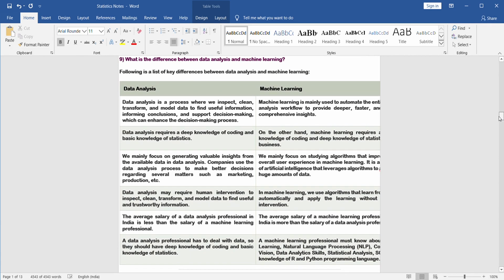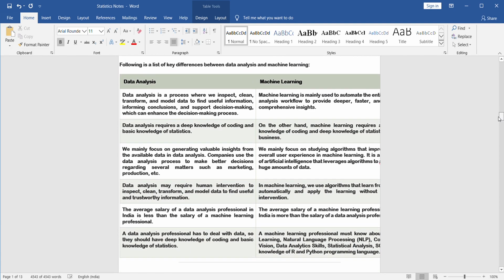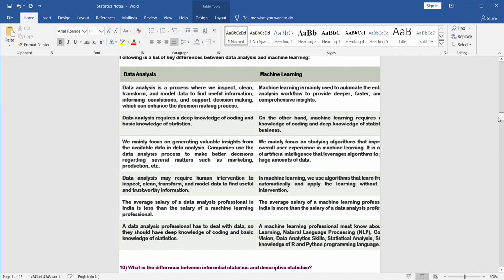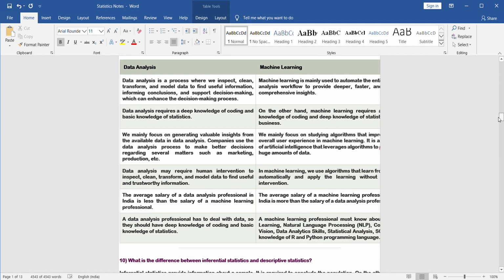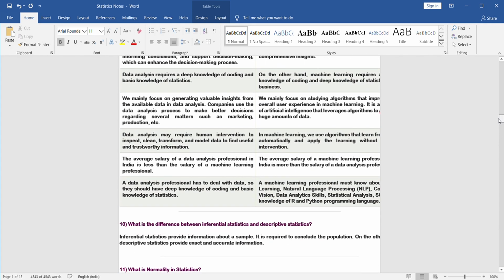What is the difference between data analysis and machine learning? Data analysis is a process where we inspect, clean, transform, and model data. It requires deep knowledge of coding and basic knowledge of statistics. We mainly focus on generating valuable insight in data analysis. Companies use the data analysis process to make decisions regarding several matters such as marketing and production. Data analysis may require human intervention to inspect, clean, transform, and model data.